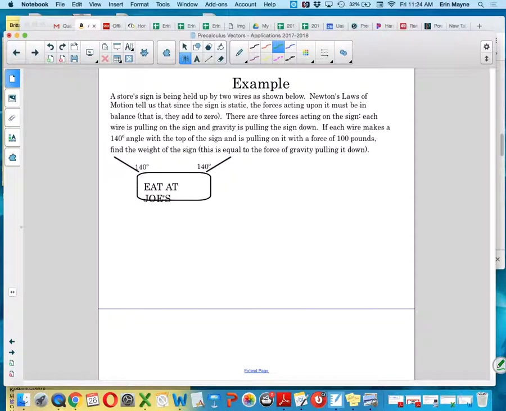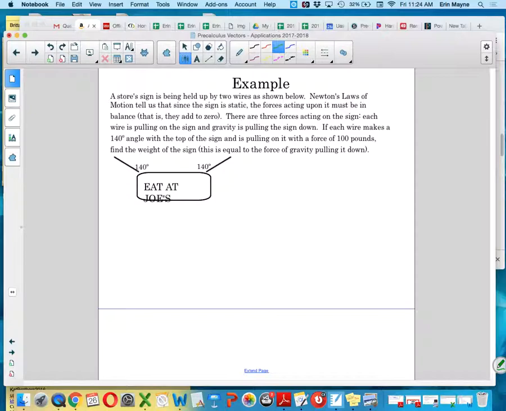The sign is being held up by 2 wires as shown below. Newton's laws of motion tell us that since the sign is static, the forces acting upon it must be in balance. That is, they add to 0. There are 3 forces acting on the sign. Each wire is pulling on the sign, and gravity is pulling the sign down. If each wire makes a 140-degree angle at the top of the sign, and is pulling on it with a force of 100 pounds, find the weight of the sign. This is equal to the force of gravity pulling it down.